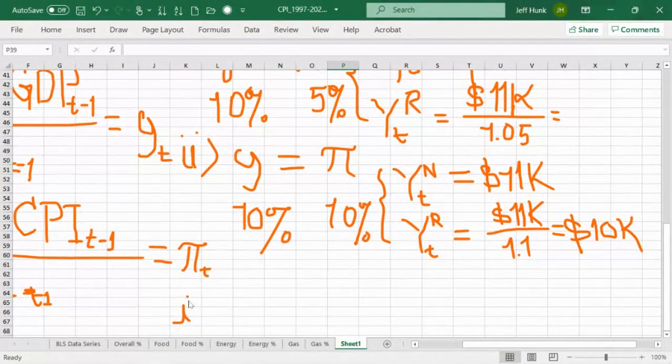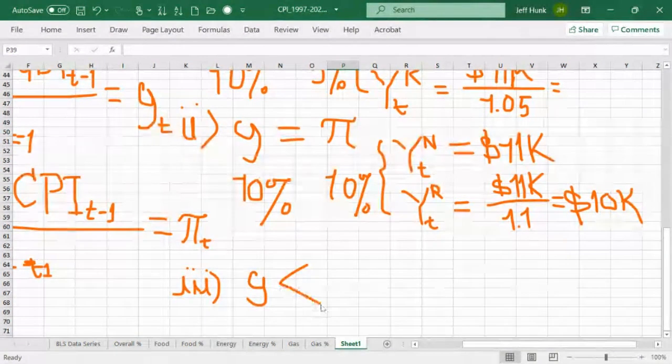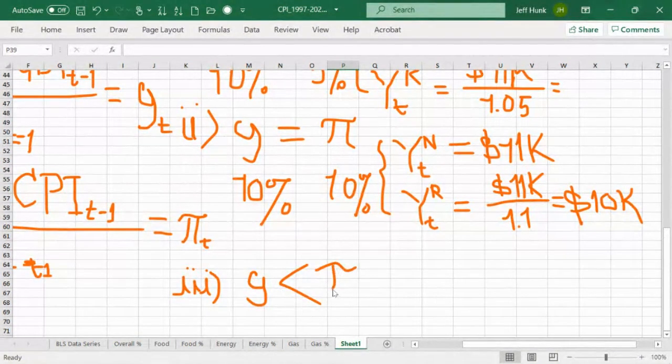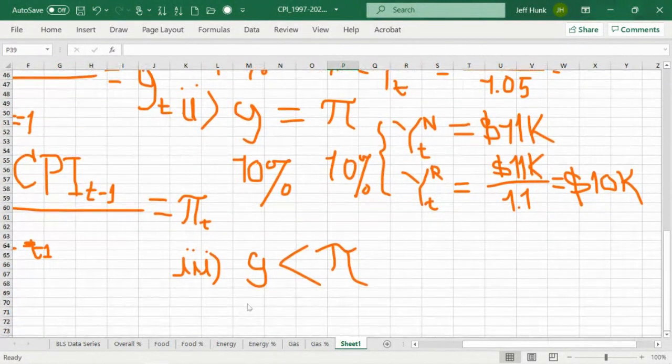But now scenario three. Inflation is greater than the economic growth rate. So then it's like your paycheck grew by 10%, but the inflation was like 15%.